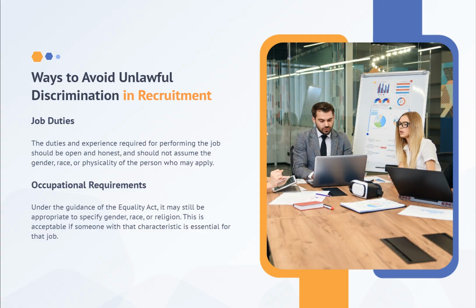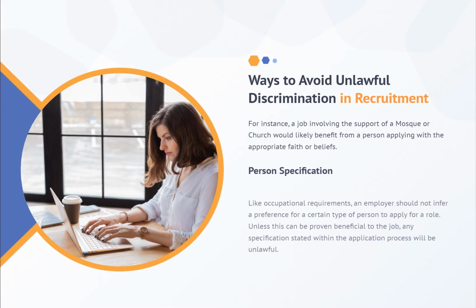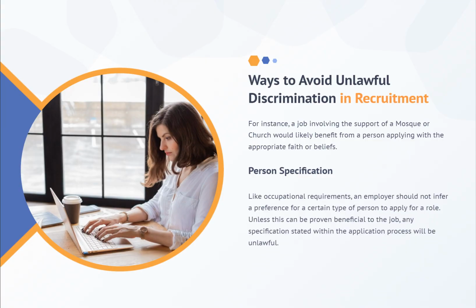Occupational requirements. Under the guidance of the Equality Act, it may still be appropriate to specify gender, race, or religion. This is acceptable if someone with that characteristic is essential for that job. For instance, a job involving the support of a mosque or church would likely benefit from a person applying with the appropriate faith or beliefs.